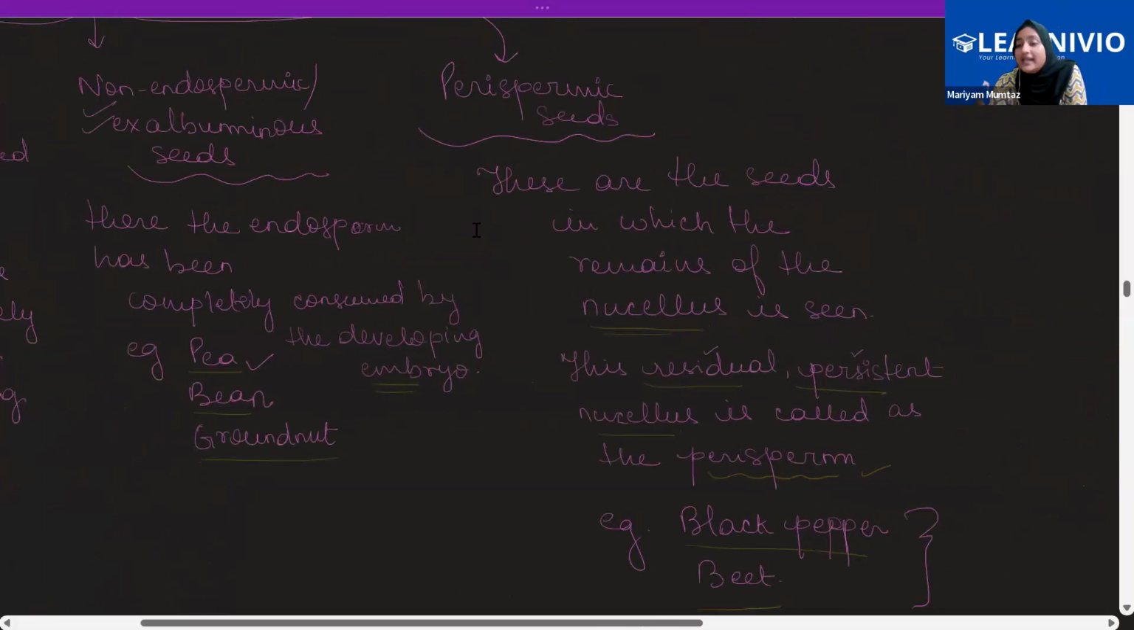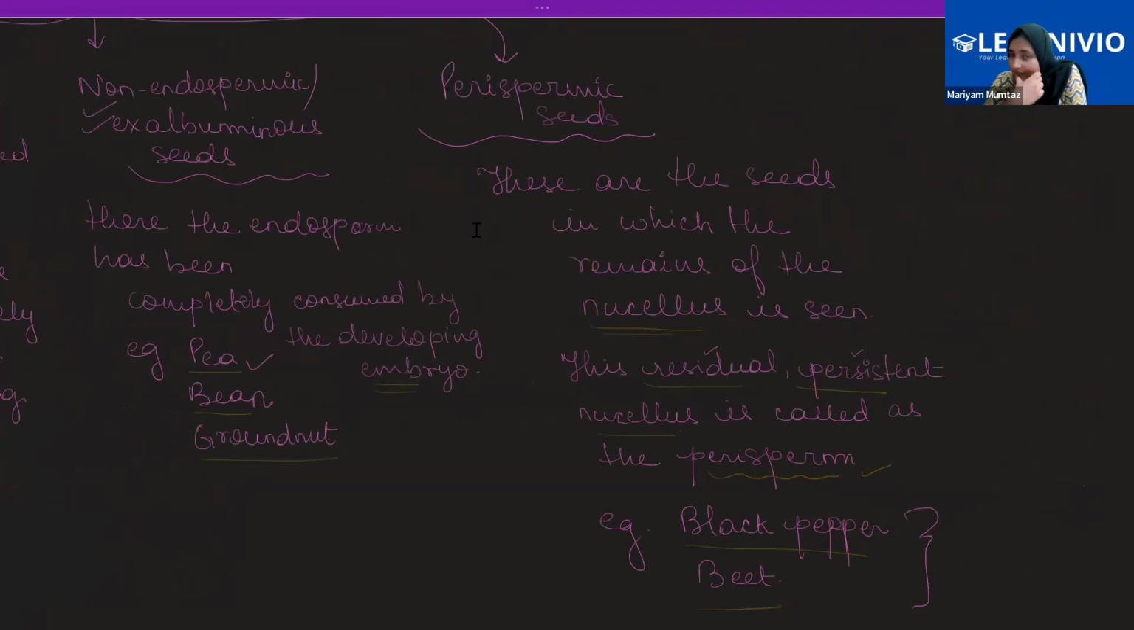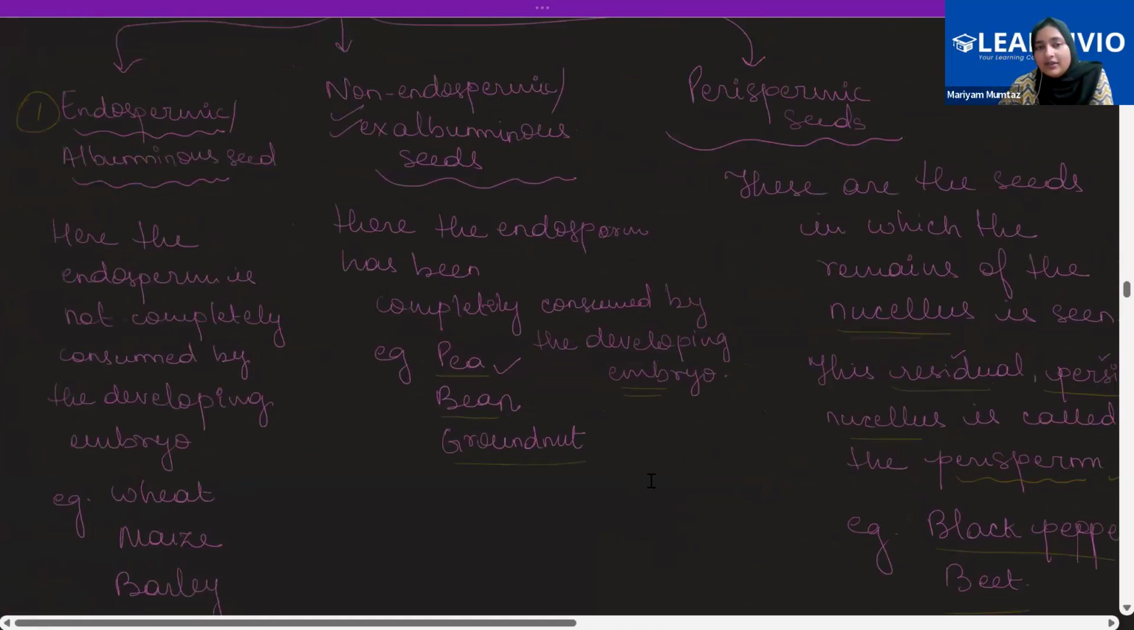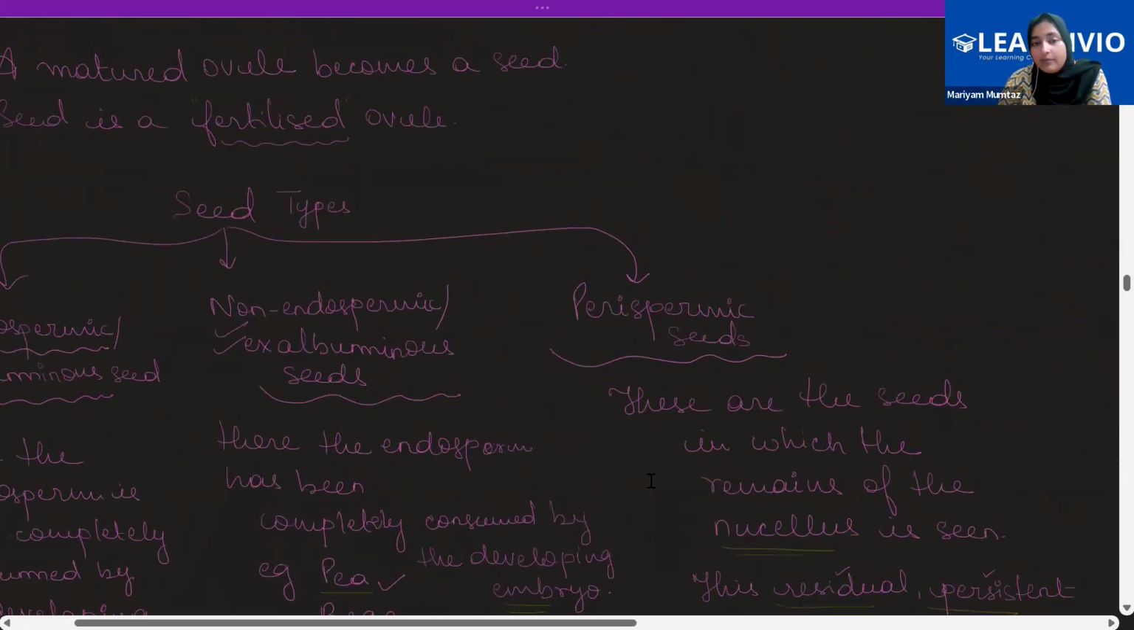Lastly, if you remember nucellus, which was the nutritive tissue found in the ovule. When in the seeds you find nucellus persistently present, that residual or leftover nucellus is called perisperm. So those seeds that do not have endosperm as such, but instead contain the perisperm, we call perispermic seeds, such as black pepper and sugar beet. So these are your three different types of seeds depending upon whether or not they have the endosperm.